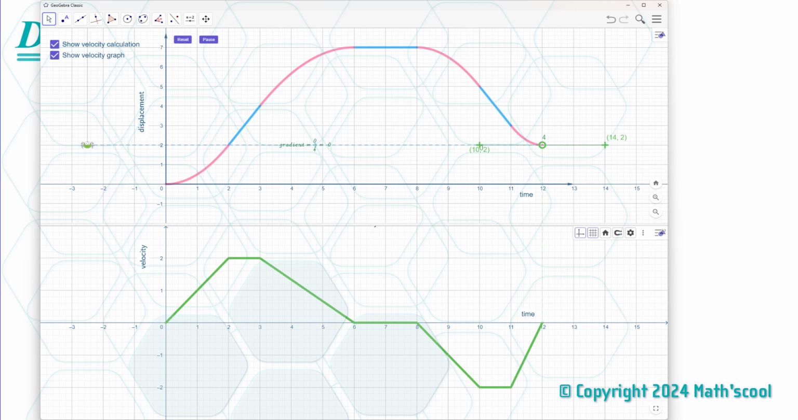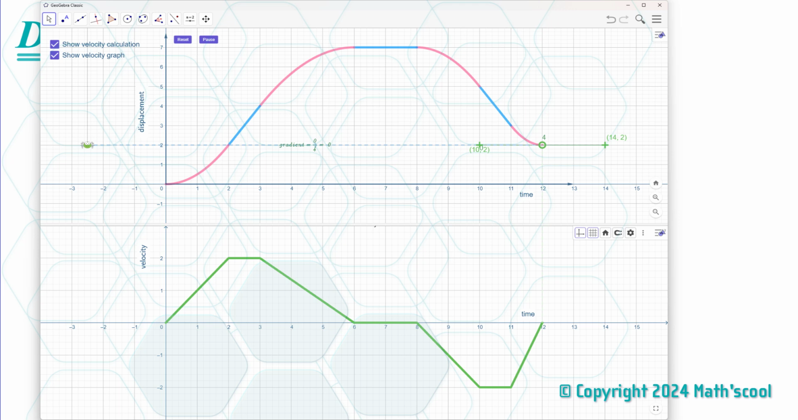to reach a speed of 2 meters per second. And then he carries on going at 2 meters per second for a second. And then he starts slowing down, still going upwards, but his speed is reducing. And he slows down, and at 6 seconds, he stopped. He reaches a speed of 0, a velocity of 0. And then for the next 2 seconds, he just sits there, doesn't do anything.